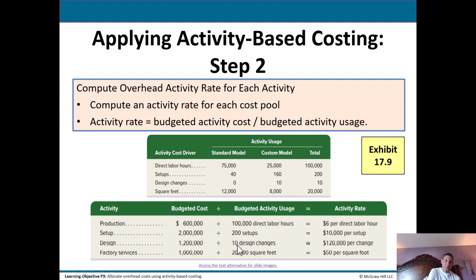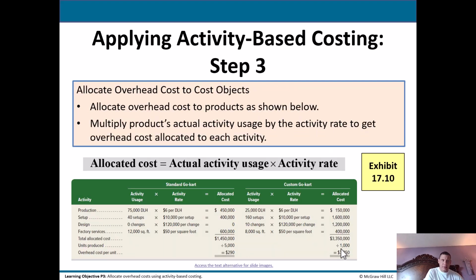We're taking the total cost for that cost pool and dividing it by whatever is driving it. If we look at setup, total cost of 2 million divided by 200 setups. So every setup that they perform, they should charge 10,000. For every design change, we know there's 1.2 million allocated for design changes, and they think they'll have 10. So for every one design change, they should allocate 120,000 to cover it. And it's the same logic for all of those. All right, for step 3.